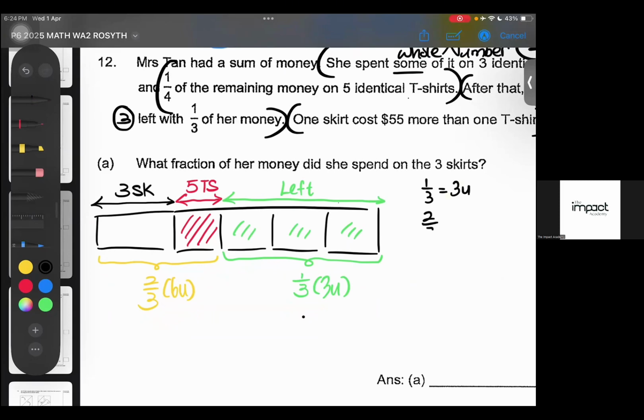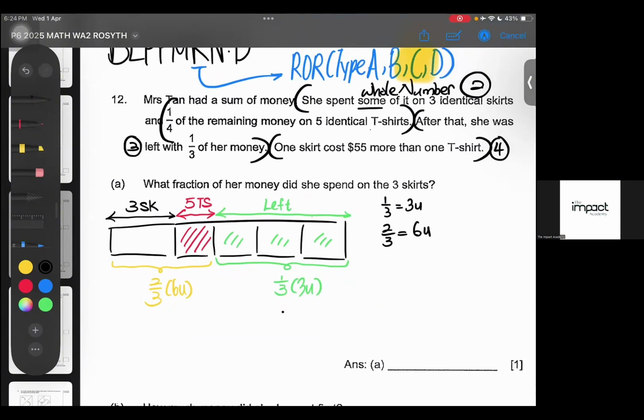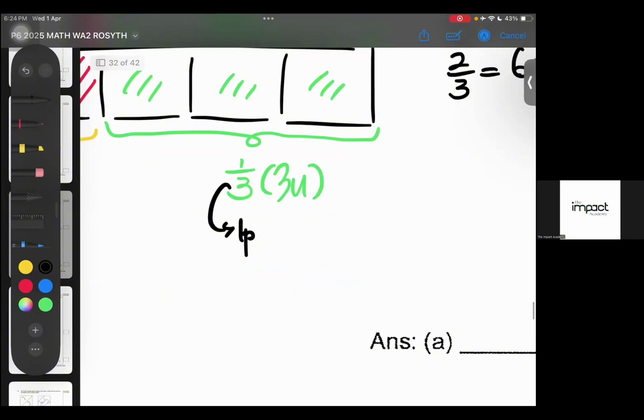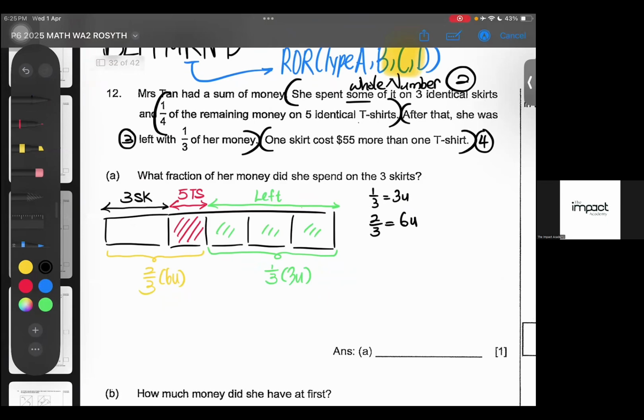Understand? 1 part equals 3 units. 2/3 is 6 units. Sure, how do you know 1/3 is 3 units? Because there's 3 units at that. No? So 1/3 is what? 1 part. 1/3 means what? 1 part. Understand? Alright, so 1 part equals 3 units. That's it. Can you understand? 2/3, 6 units. So 2 parts.